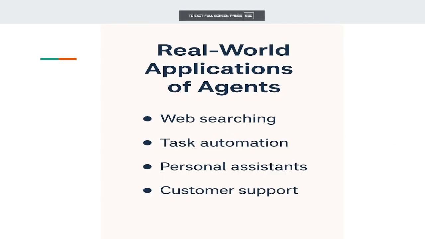Okay, so why are AI agents important now? Where is the real world application for these things? Well, some of the real world applications for agents include web searching, automation, personal assistance, customer support. The list can go on and on.